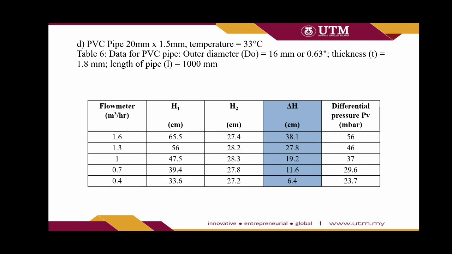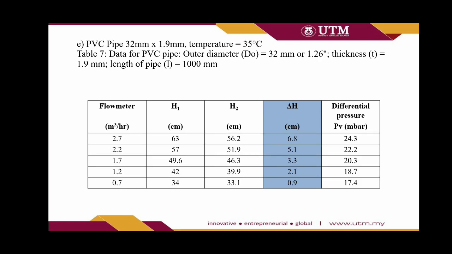And for the PVC pipe 20 mm times 1.5 mm, 1.9 is 56, 1.3 is 46, 1 is 37, 0.7 is 29.6, 0.4 is 23.7.